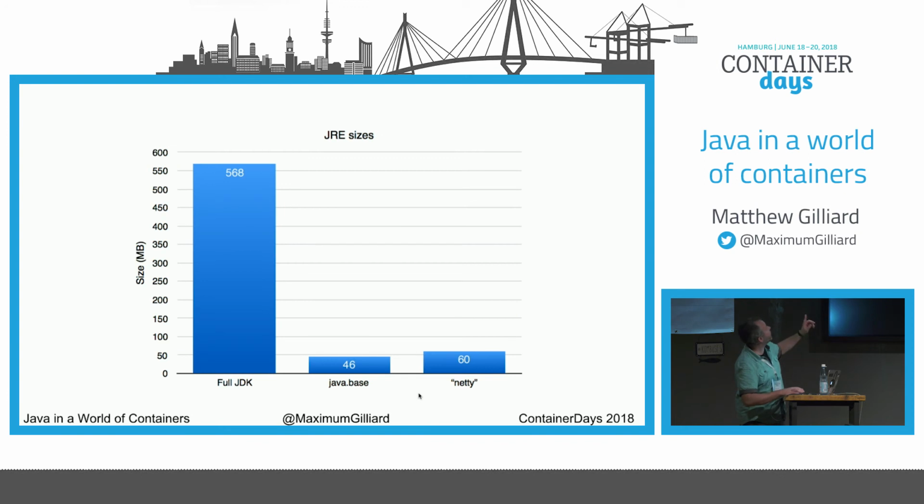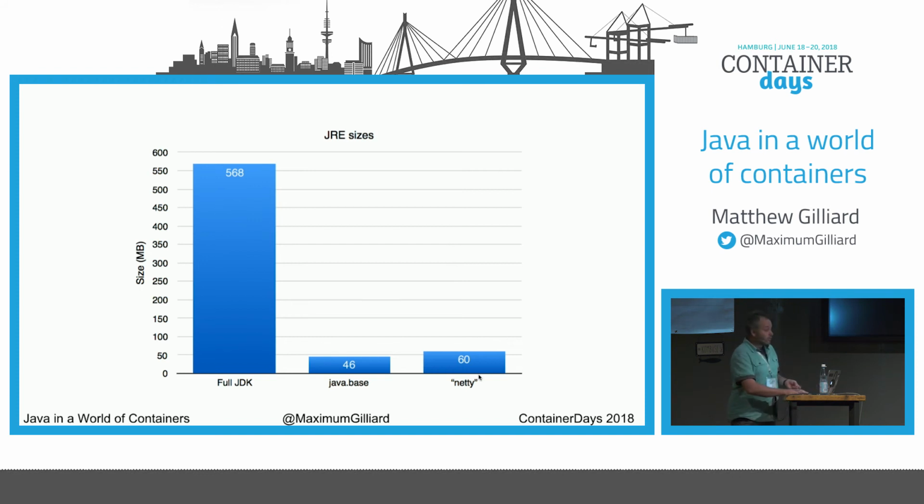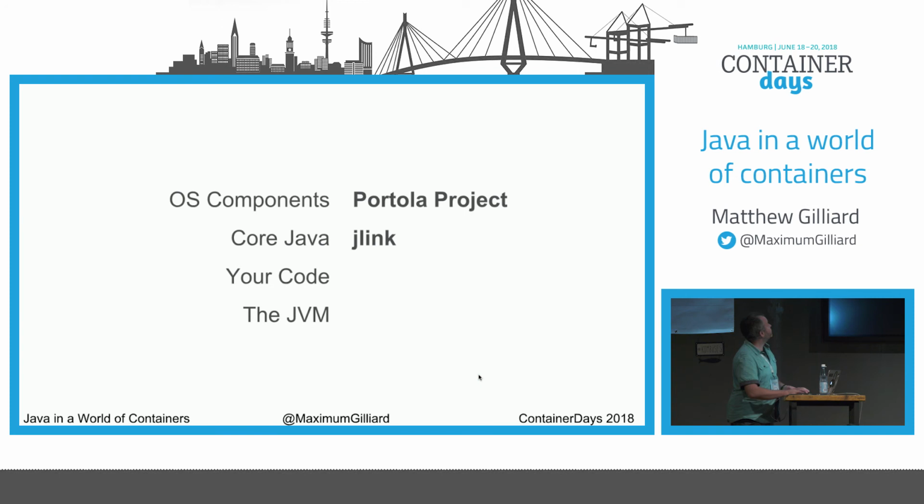The effect can be like this. Here's the full JDK: 568 meg. I forget exactly which version, but they're all about the same. java.base, which you can't not use, is 46 meg. And then Netty, a profile that contains enough modules to run Netty, the web server, is 60 meg. So there's 90% of the JDK that you're not using if you're just running a web server. You don't need to add that into your builds. JLink is the tool for getting rid of that.